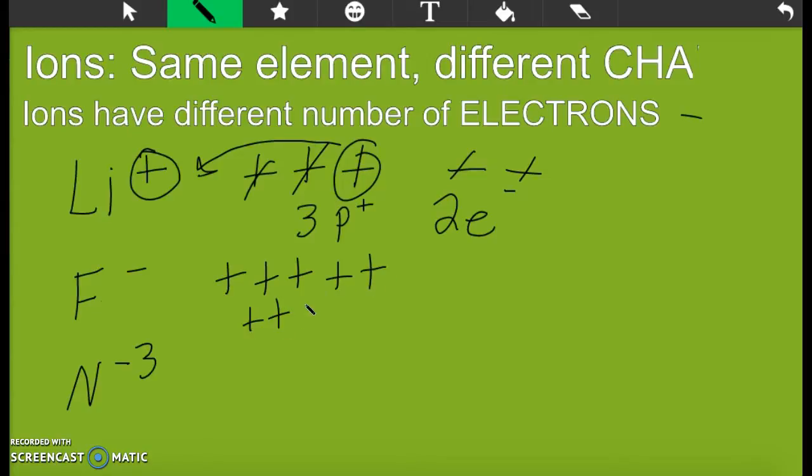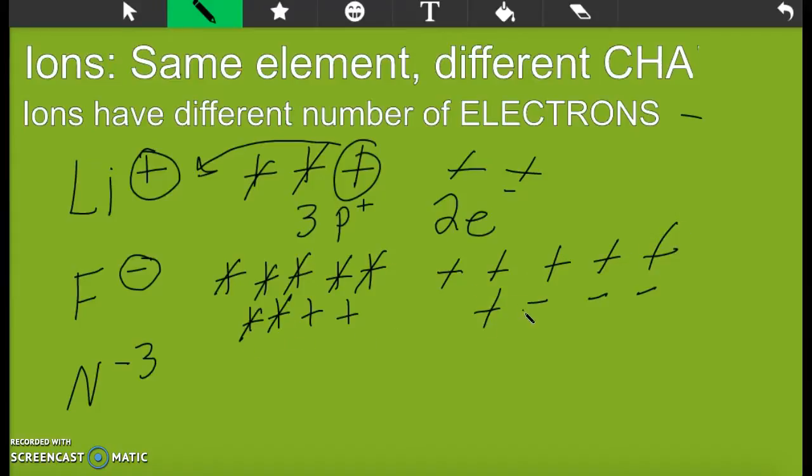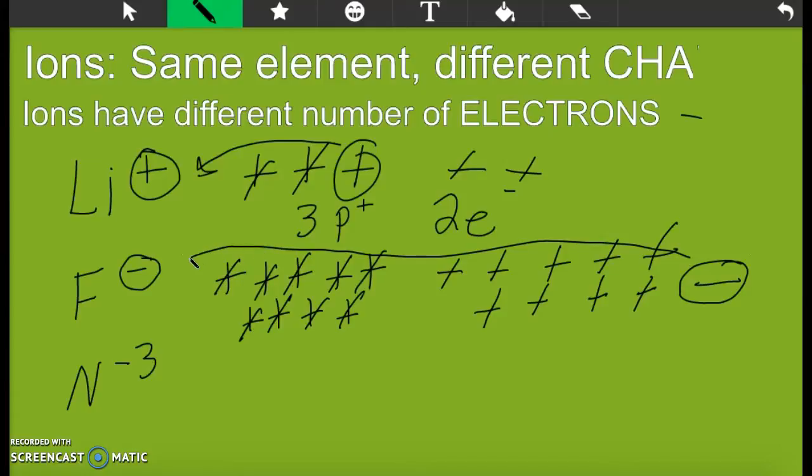Fluorine has 9 protons, so 9 electrons. But this time we have a negative charge, which means we need 1 extra electron, because positive cancels positive. We're going to go through and we're going to count. And we need an overall negative charge, so add 1 more electron. Then they match.